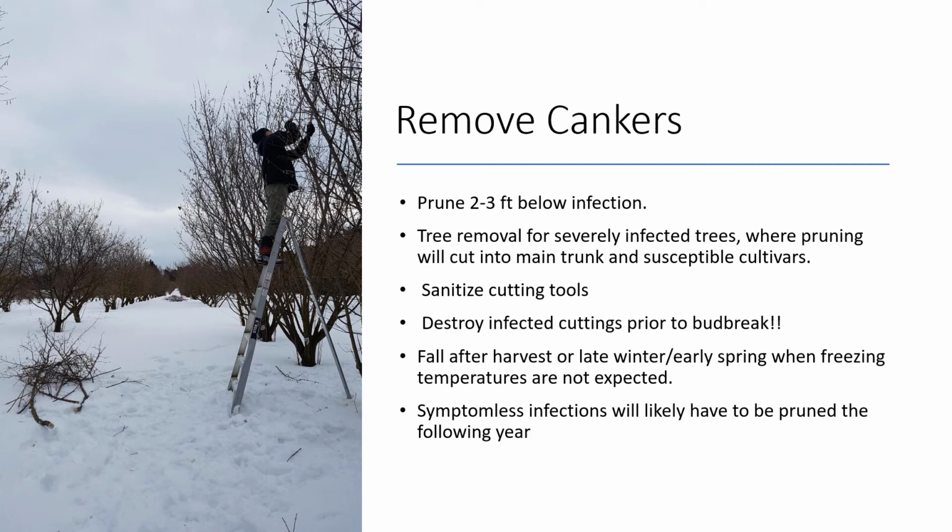When you find the canker, you want to be pruning it 2 to 3 feet below the point of infection because the fungus will extend beyond the canker. So you want to remove all the fungus, not just the part that has started to produce spore-bearing structures. Where those cankers are on really severely infected trees and where pruning would cut into the main trunk, or if you have a really susceptible cultivar, you might want to consider tree removal. Because the fungus may be so widespread throughout the tree that pruning is not going to be removing the disease.